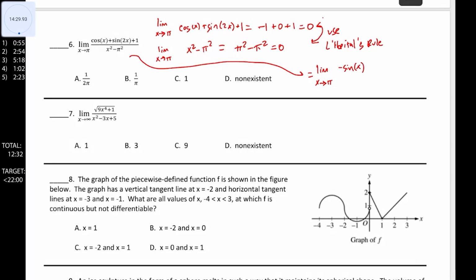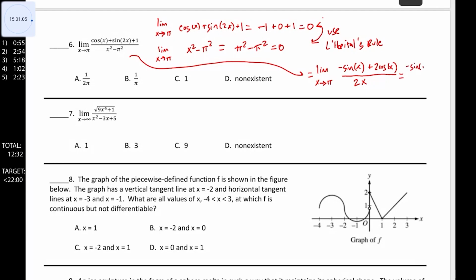The derivative of sine of 2x is going to be, well, using the chain rule, plus 2 cosine x. And then the derivative of 1 is just 0, so that's it. The derivative of the denominator, the derivative of x squared is going to be 2x, and pi squared is just a constant, so the derivative of that is just 0. You can see now that if I try to use direct substitution, I won't have any domain problem, any divide by 0 problems here.